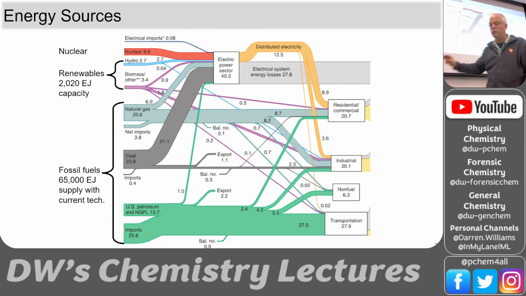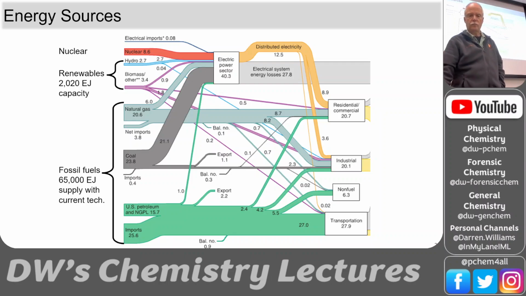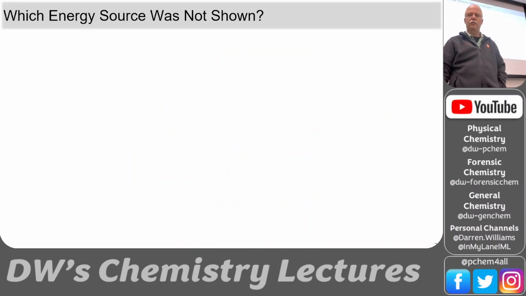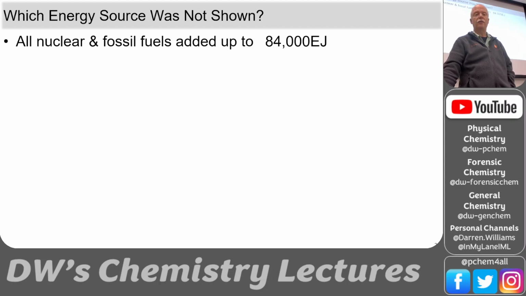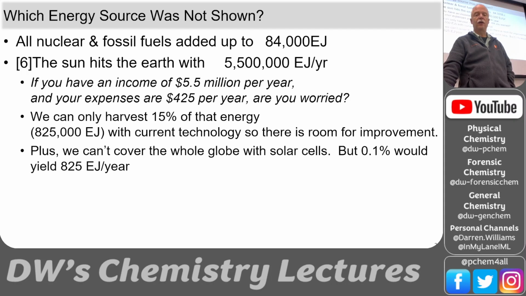So here's how it's broken down in terms of what's possible with our fossil fuels and our renewables and then nuclear. We haven't even addressed nuclear. Which energy source was not shown on the previous 10 slides? Nuclear wasn't, and then there's another one. No, it was on there. It was in the other renewables, biomass and wood, solar. Yeah, so all fossil fuels added up to 84, and the sun hits us with 5.5 million.